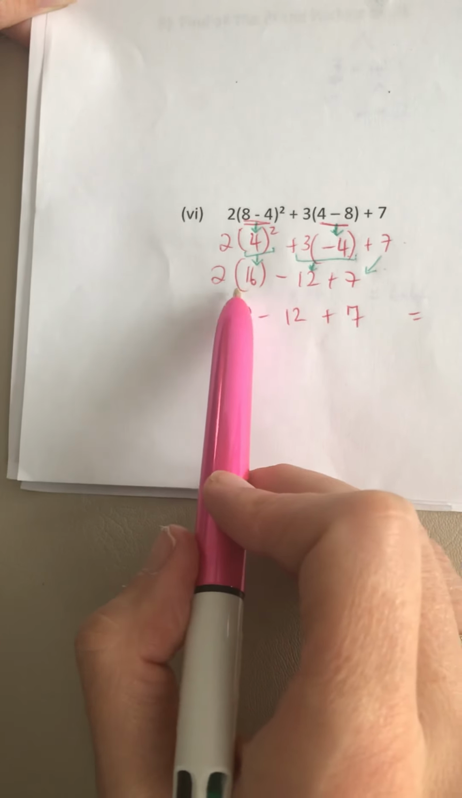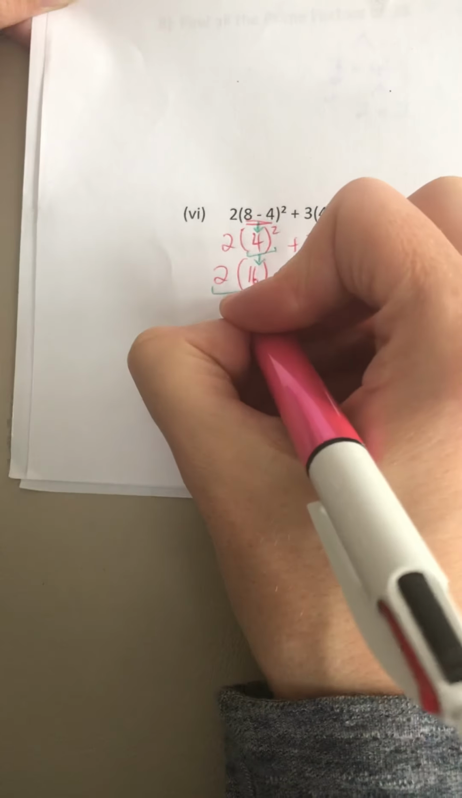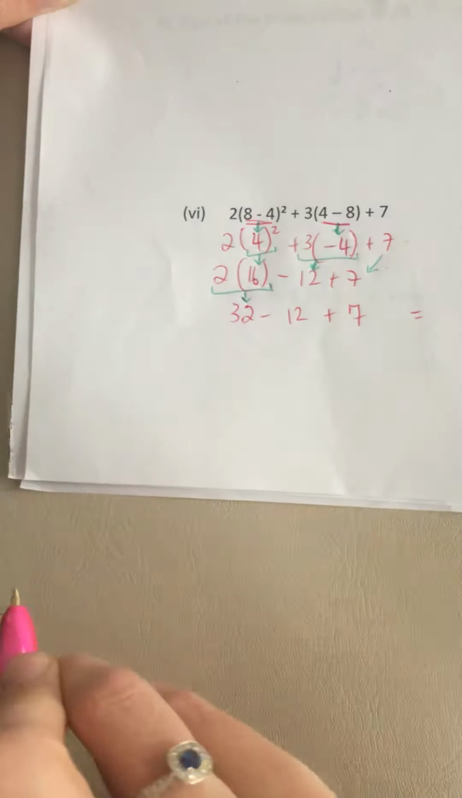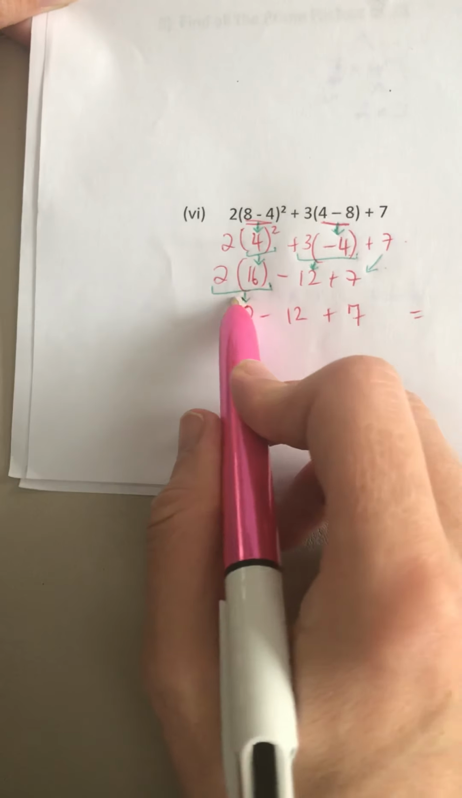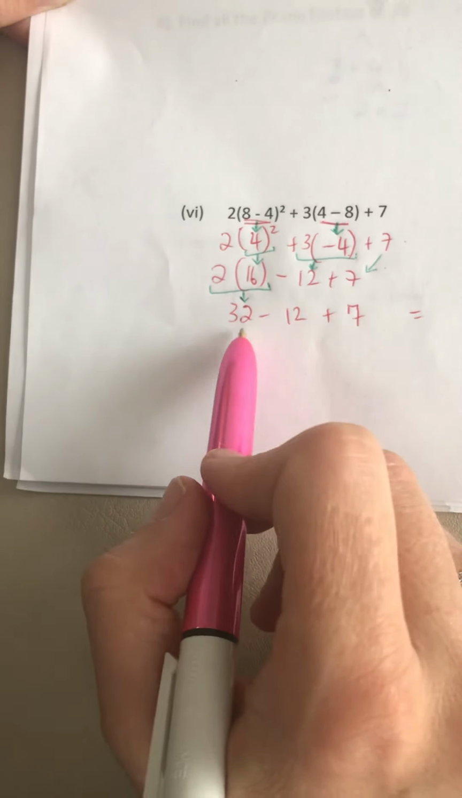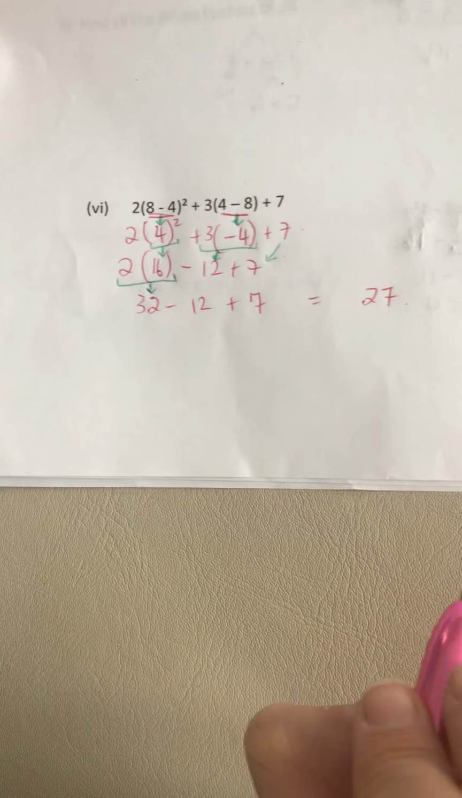Any more multiplication? Yes. So we don't move on from multiplication or division. We don't move on to any other line until we have a line completed. And then we have our multiplication done, no division, so addition and subtraction, that's all that's left, and we end up with 27.